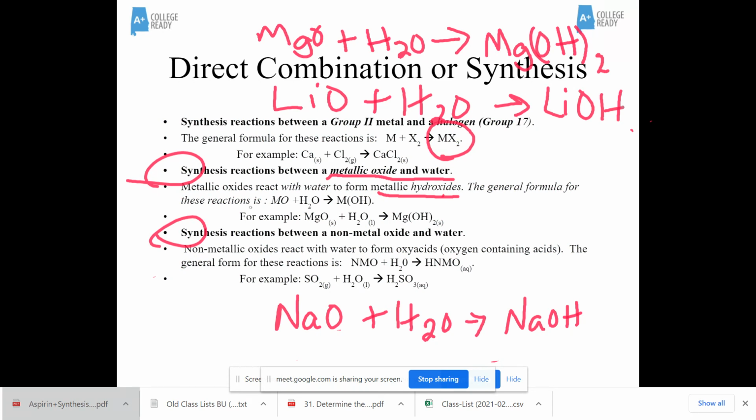The other way they'll wind up presenting themselves is, all right, I'll say, okay, I have, what type of reaction is this?